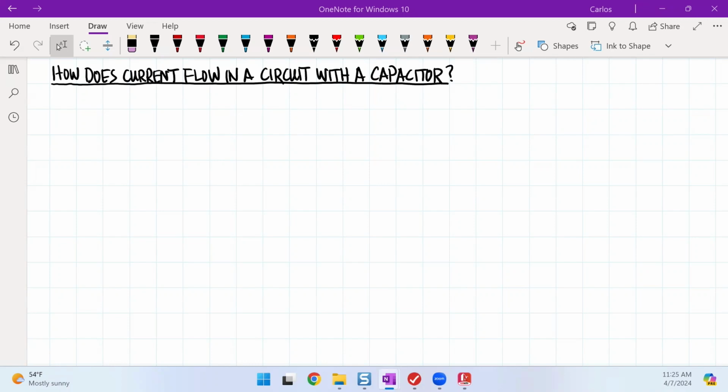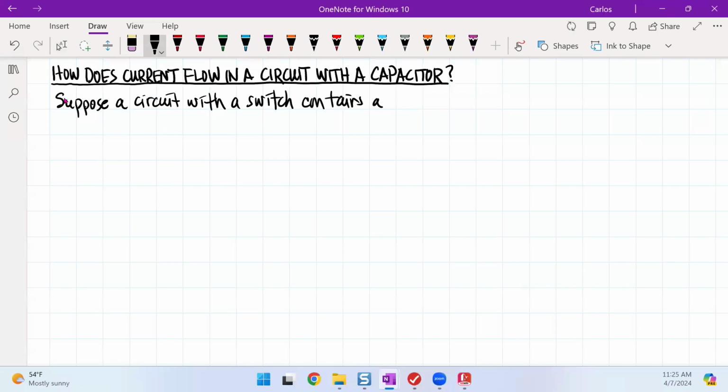How does current flow in a circuit with a capacitor? Suppose a circuit with a switch contains a capacitor. At time t=0, the switch is closed.